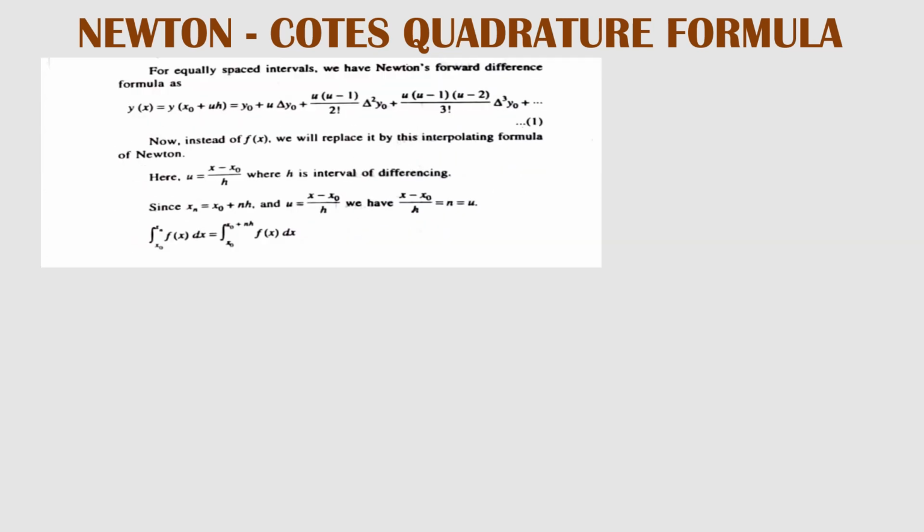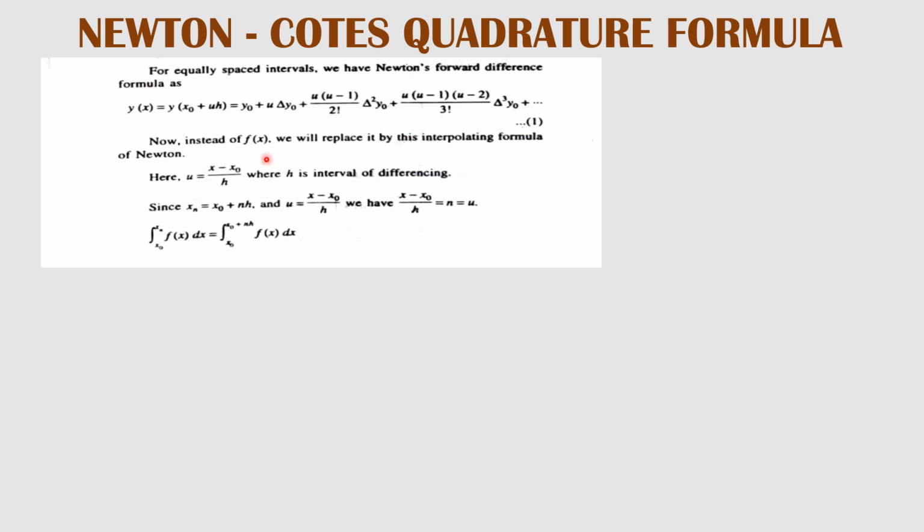So let us start with the derivation of the Newton-Cotes quadrature formula. For equally spaced intervals, we have Newton's forward difference formula. That is, we are going to derive the Newton-Cotes quadrature formula from Newton's forward difference formula. y of x is equal to y of x0 plus, when you expand this, you will be getting y0 plus u into del y0 plus u into u minus 1 by 2 factorial into del squared y0 plus etc. And we'll name this as equation number 1.